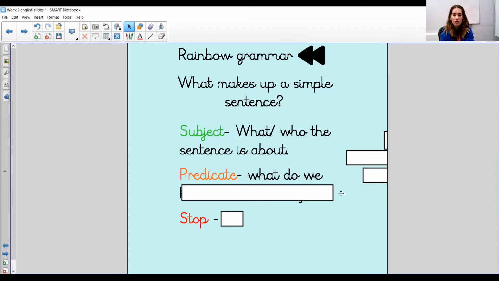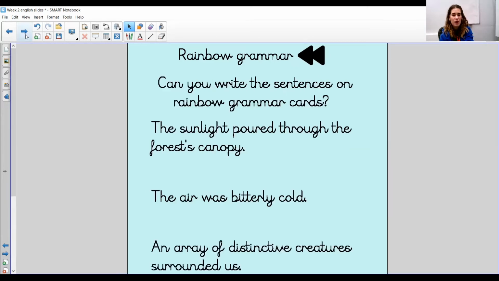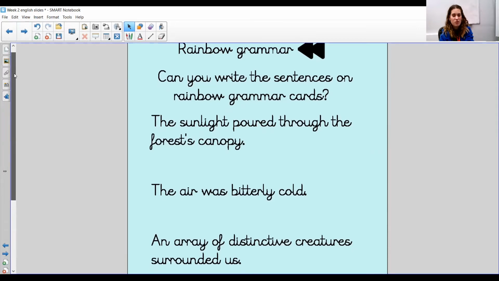Predicate is what do we know about the subject. So if our sentence again was Miss Sison, keep using you as an example, went to the shop, then what we know about the subject, well, it would be that she went to the shop. So our predicate would be went to the shop. Our predicate always includes a verb because something is always being done. And finally, our stop is the easiest one probably, is how we stop the sentence. Quite often with a full stop, sometimes with an exclamation mark, and if we're asking a question, with a question mark. Okay, so they are the three parts that make up our simple sentence.